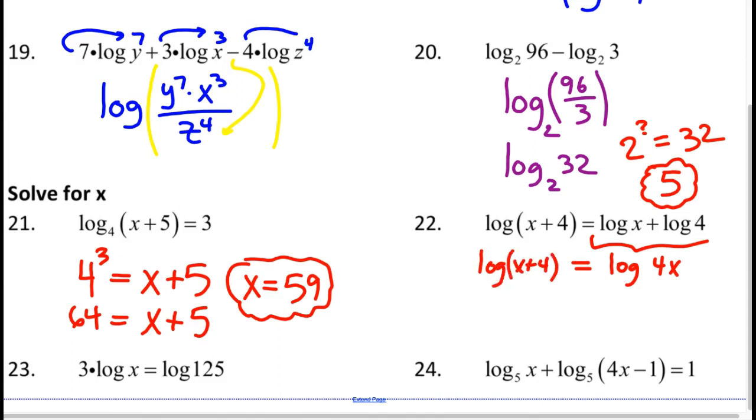This equation is log equal log. The previous one was log equal number. So if you have log equal log, you know what you can just do? Just drop off these logs as long as they have the same base.